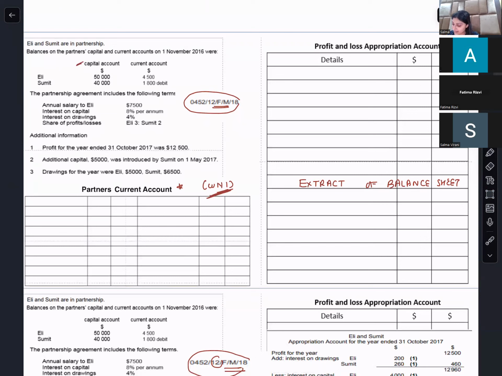Now I see there is a capital account balance. Since there is an extract, so what will I write? I will write capital accounts.